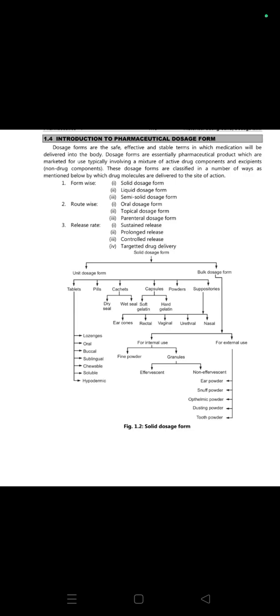Today we are discussing the topic pharmaceutical dosage forms. Introduction to pharmaceutical dosage form. Dosage forms are the safe, effective, and stable forms in which medication will be delivered into the body. Dosage forms are essentially pharmaceutical products which are marketed for use, typically involving a mixture of active drug components and excipients. These dosage forms are classified in a number of ways as mentioned below, by which drug molecules are delivered to the site of action.